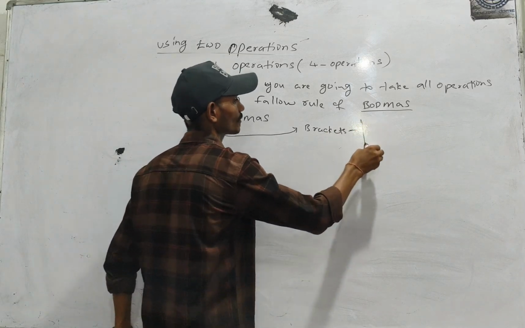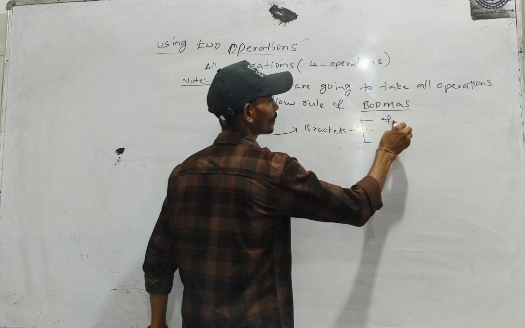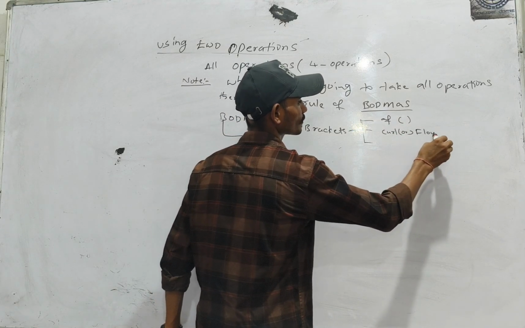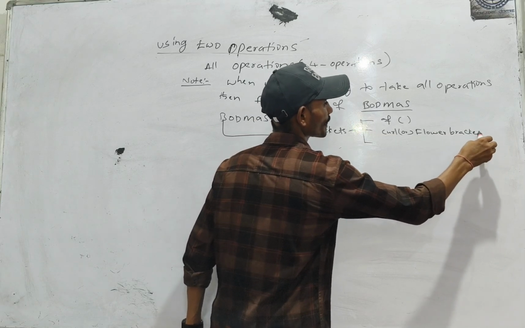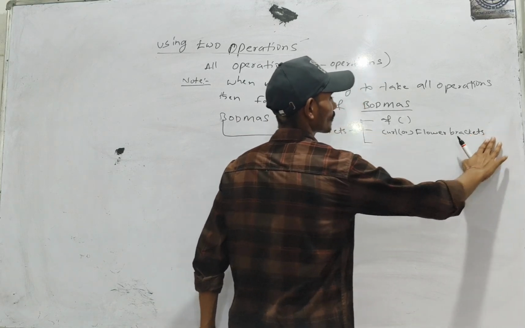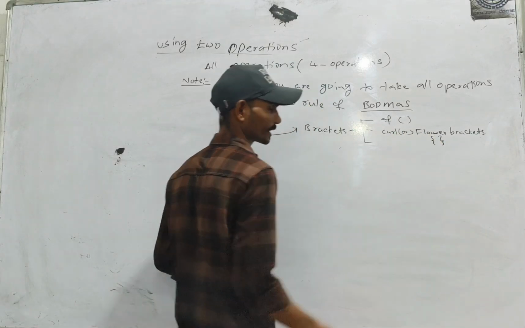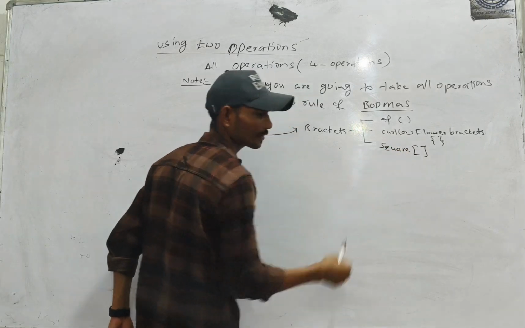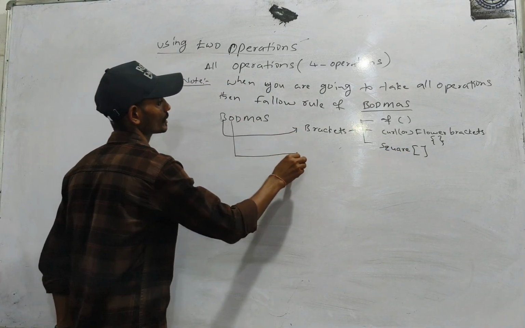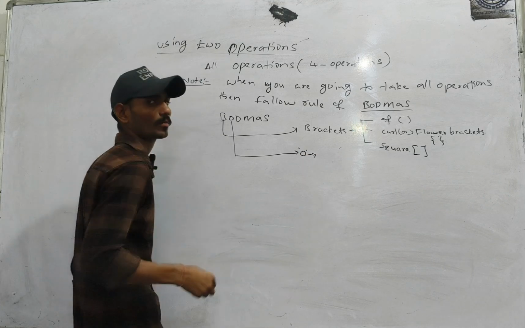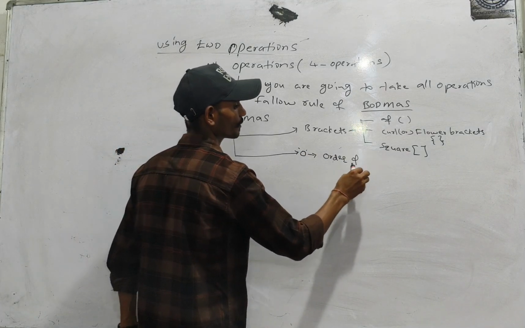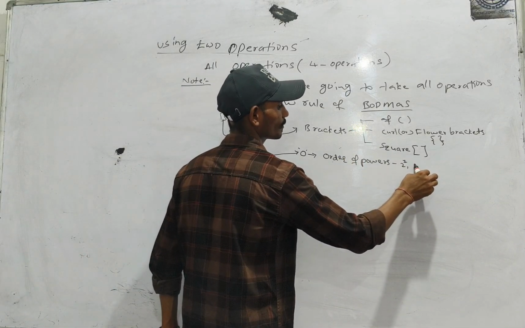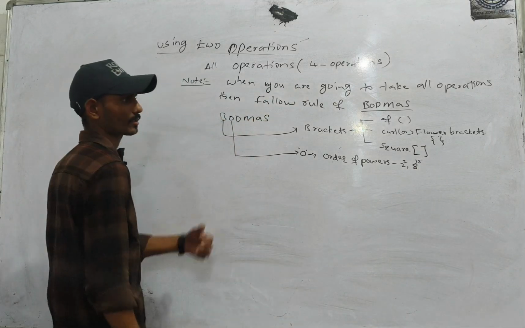How many brackets are there? This is the half bracket, this is the curly bracket or flower bracket, and next, the square bracket. O means order of powers. Order of powers means like this: 7, 8 power of 15.